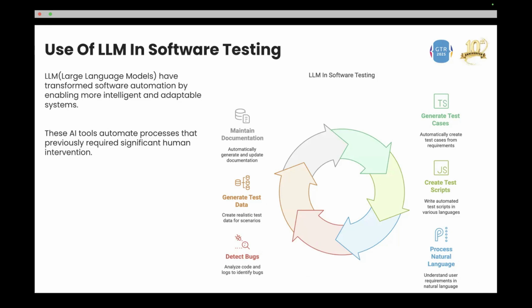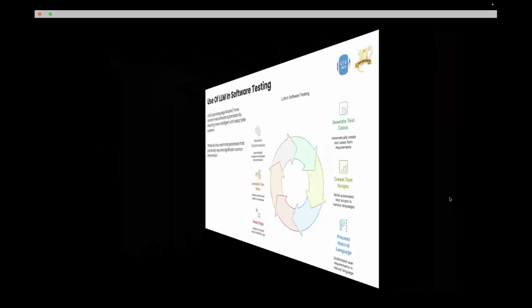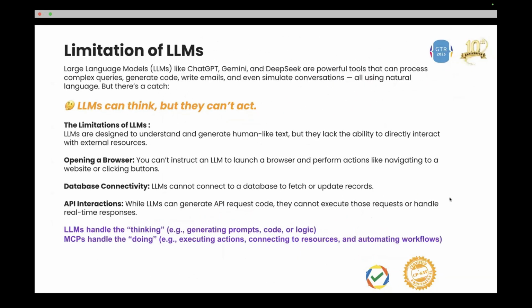We can create the script, and we can even use these LLM models for debugging purposes also. Most of us are using these LLM models, but there are some limitations. One of the big limitations of LLM models is that LLMs can think but they cannot act. That is the reason we require something in between, so that we can interact with the browser. That is the place where MCP comes into the picture.